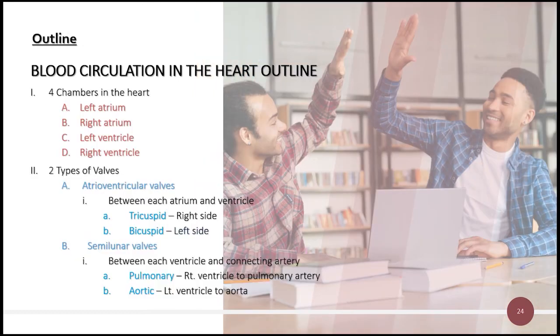Now here's the same thing, but this is in an outline form. This is less for if you need to understand the flow through the heart, and more for if you just want to know the anatomy of the heart. Not the motion through the heart, but just the anatomical structures of the heart. Then you'll want to do an outline. As you can see, number one is the four chambers in the heart, and then we have the left and right atrium, the left and right ventricle. And then we have Roman numeral 2, which is talking about the types of valves in the heart.